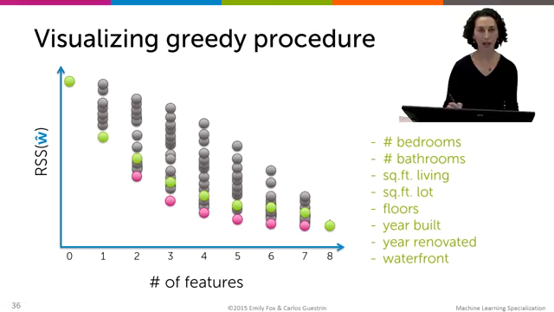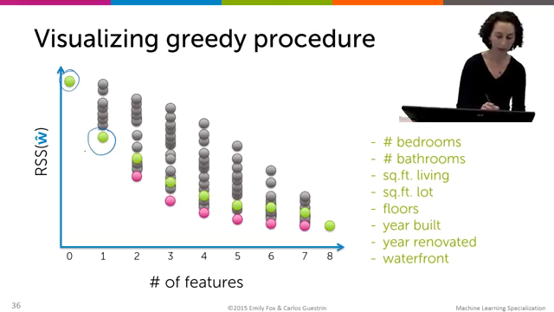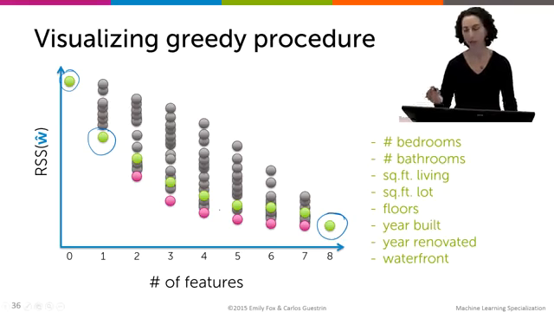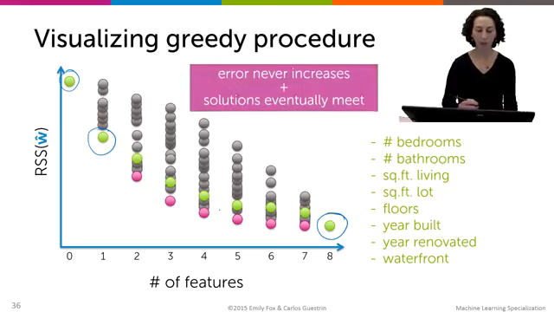And when's the next time that our greedy procedure is going to meet the same solution as the all subsets? We started at the same point. We said after the first iteration, we were at the same point. Well, again, we'll be at the same point once we get all the way, obviously, to including all features, because there's only one such model with all features.